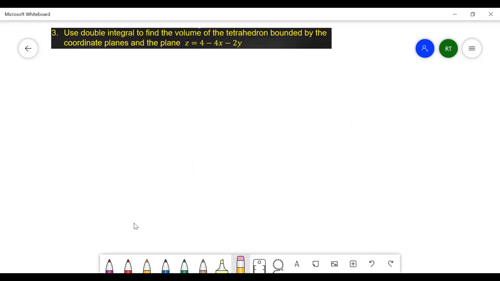By double integration, we need to find the volume of the tetrahedron bounded by the coordinate planes. And when we say coordinate planes, these are the XY plane, the XZ plane, and the YZ plane, and the plane Z is equal to 4 minus 4x minus 2y. Let me write here: the plane Z is equal to 4 minus 4x minus 2y, and the solid is bounded by the coordinate planes.